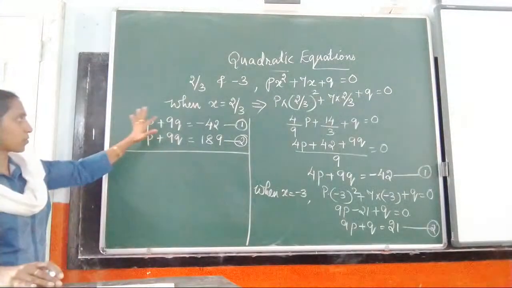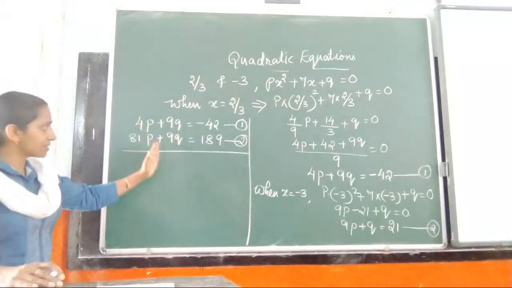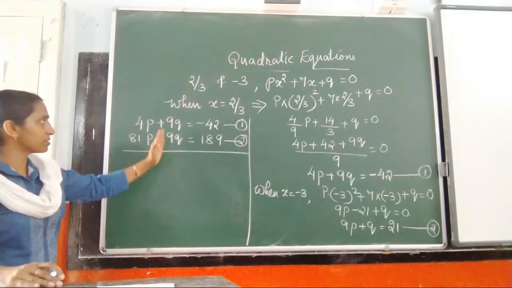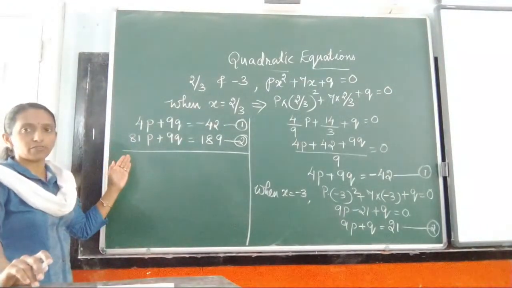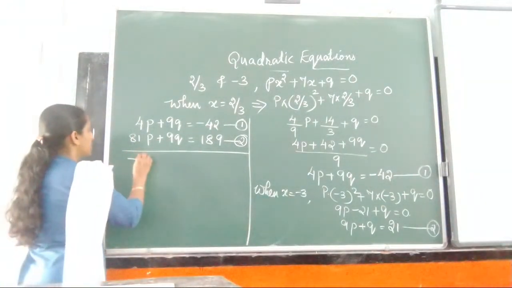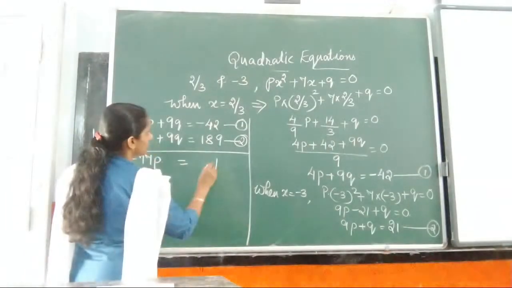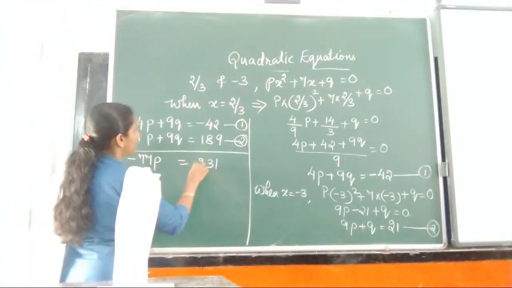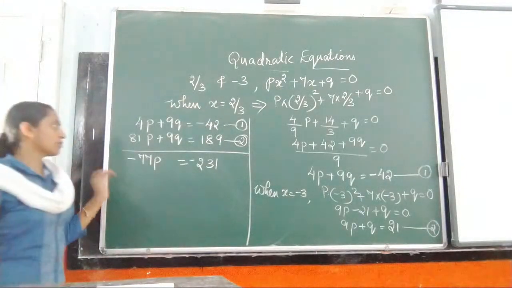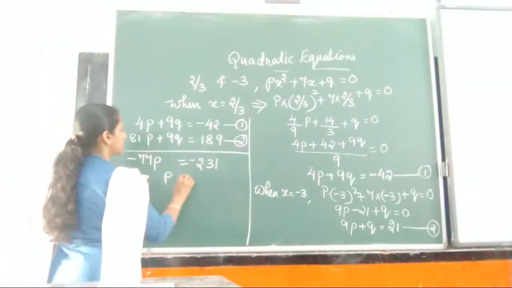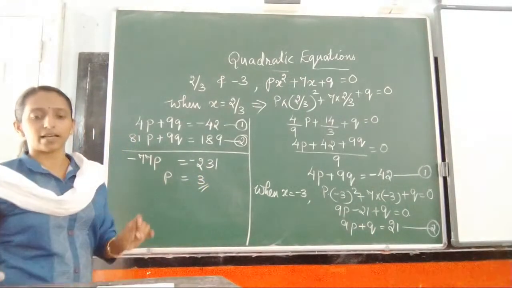Now you can simplify it. As the coefficients of q are the same, 9 and 9, and both the signs are the same, you can subtract. If you are subtracting, you will get 4 minus 81, so minus 77p equal to minus 231. So you will get the value of p as 3.